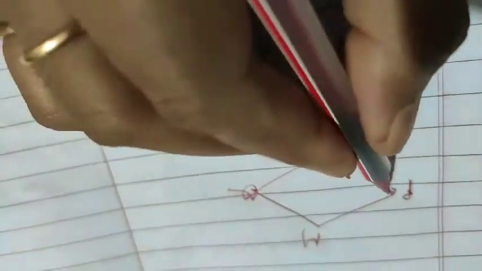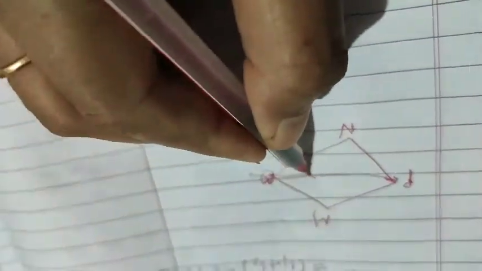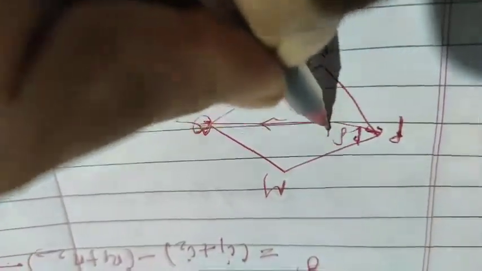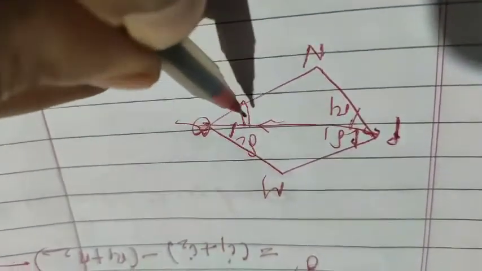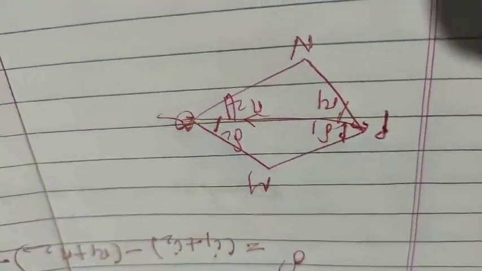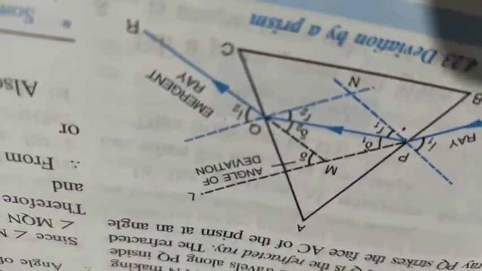Okay, something like this. One ray you are seeing, it is going like this. This angle is delta 1. This is R1. This is delta 2. This is R2. Clear? You can understand this type of quadrilateral which is given in your book. See, like this. Okay? It's a very short cut that I am showing to you.